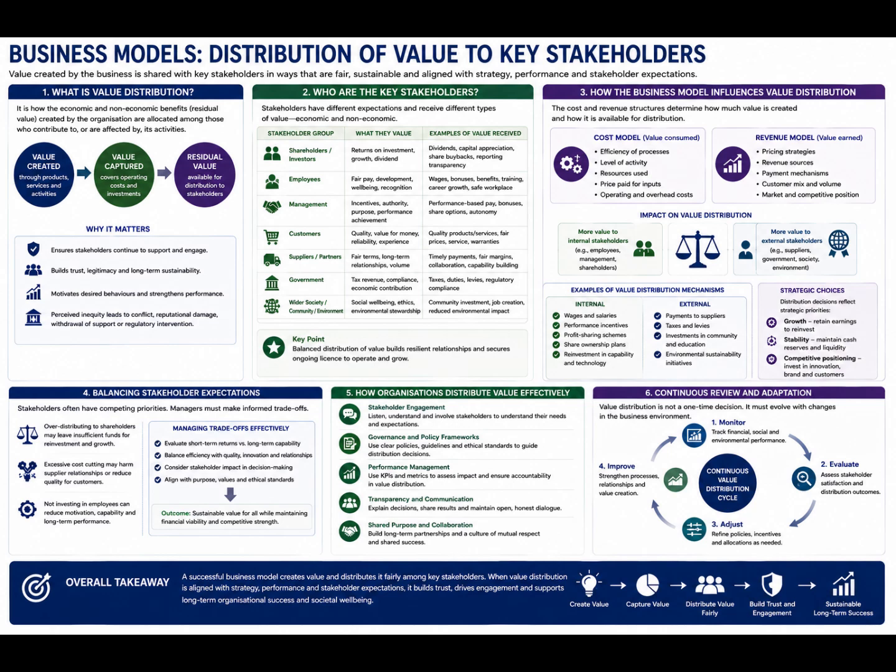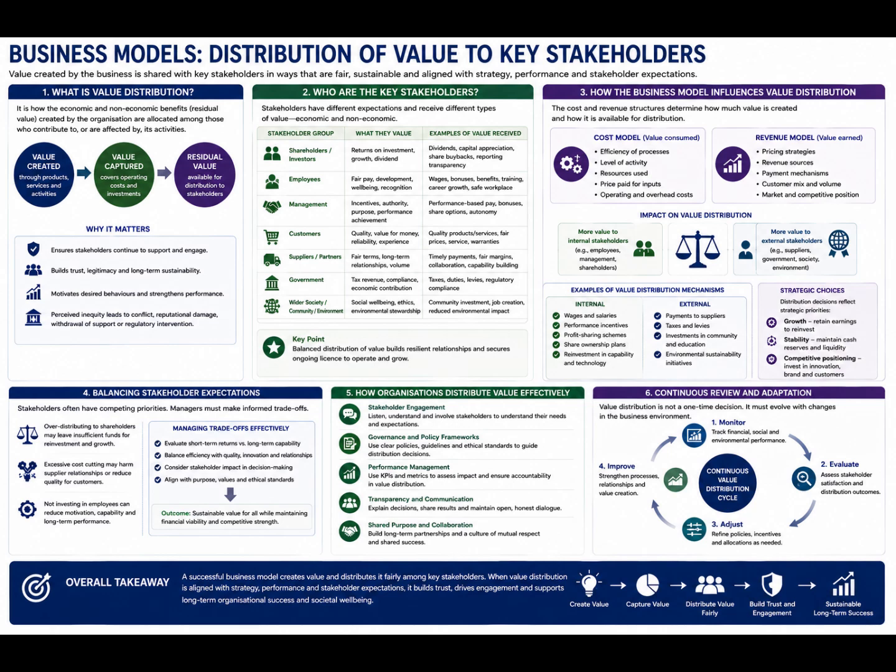Decisions in these models affect whether more value flows to internal stakeholders such as employees and shareholders, or external ones such as suppliers or government through taxes. Performance-related pay, profit-sharing schemes, and reinvestment into organizational development are examples of internal value distribution mechanisms. Externally, companies may invest in ethical supply chains, community development, or environmental sustainability.